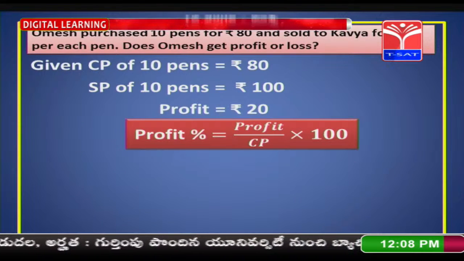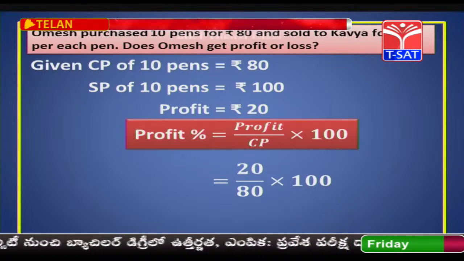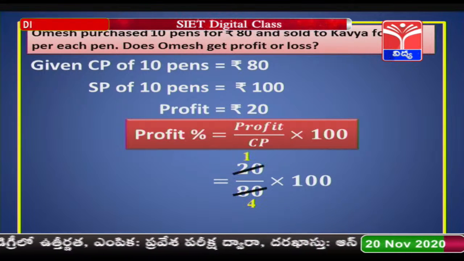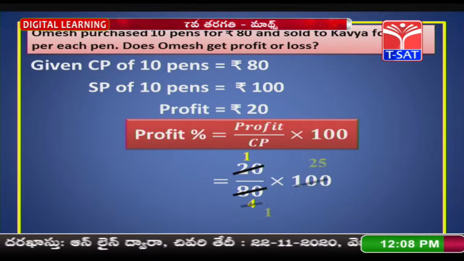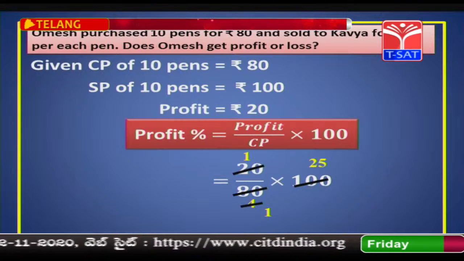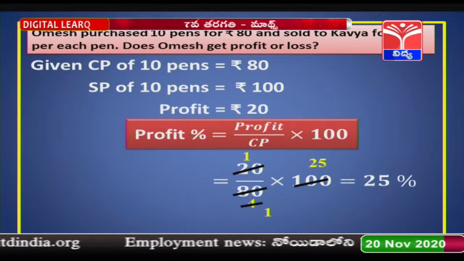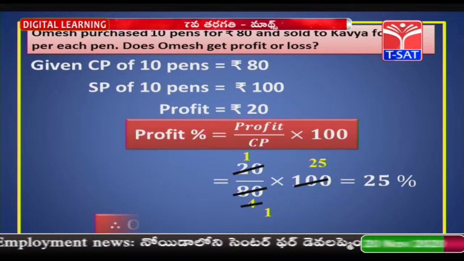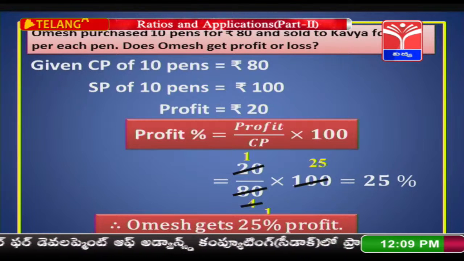So, profit percentage is profit by CP into 100. On substituting the values, now 20 goes in 20 one time, whereas in 80 it goes 4 times. Again 4 goes 1 time and 4 goes 25 times in 100. So, what is left, children, now? Yes, 25. That means Umesh got 25% profit on selling those pens.